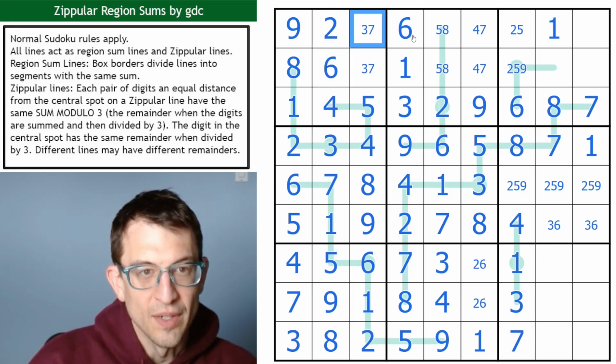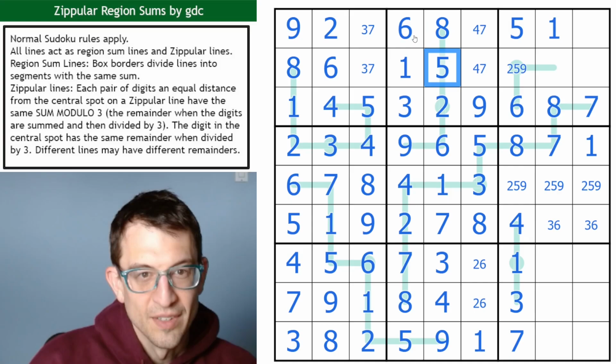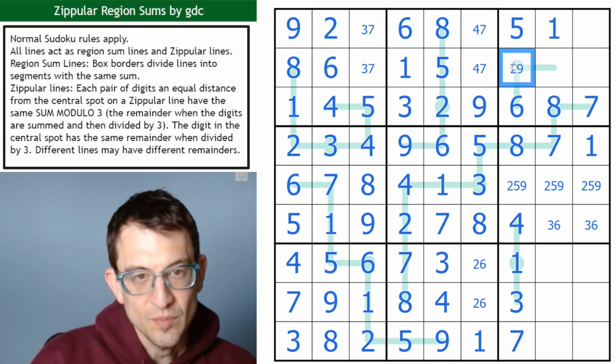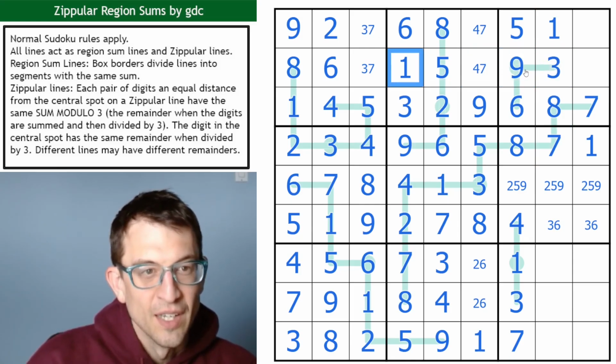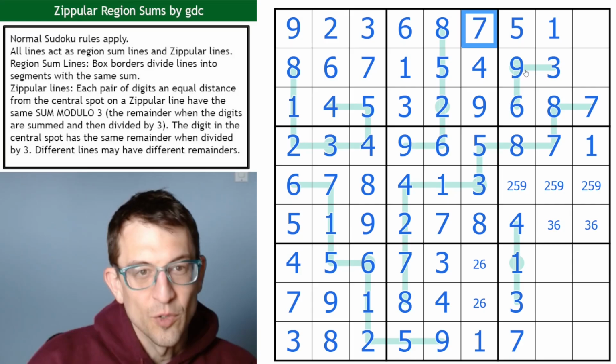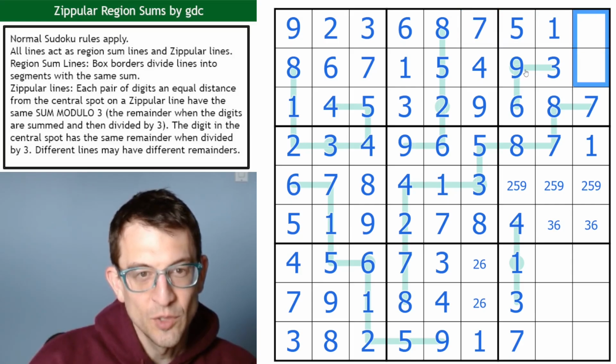Do I get more? I have to get more. 2 makes this 5. So this is 9, this is 3. If it's 2, it doesn't work because 5 and 8 are taken. So this is 9, 6, 3. 4, 7, 2, 4.